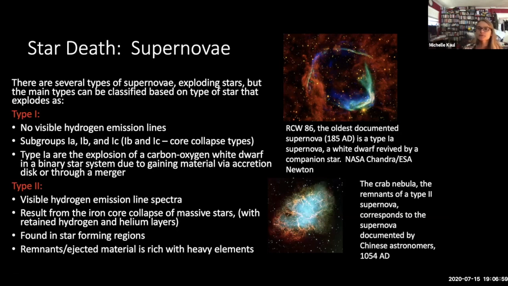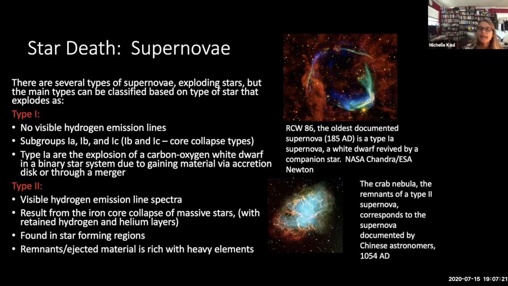So we really have 2 types. Type 1 has no visible hydrogen emission lines, okay? And you have 3 main subgroups, 1A, 1B, and 1C. B and C are core collapse types, but 1A are of particular interest because they're the explosion of the carbon-oxygen white dwarf in a binary star system.